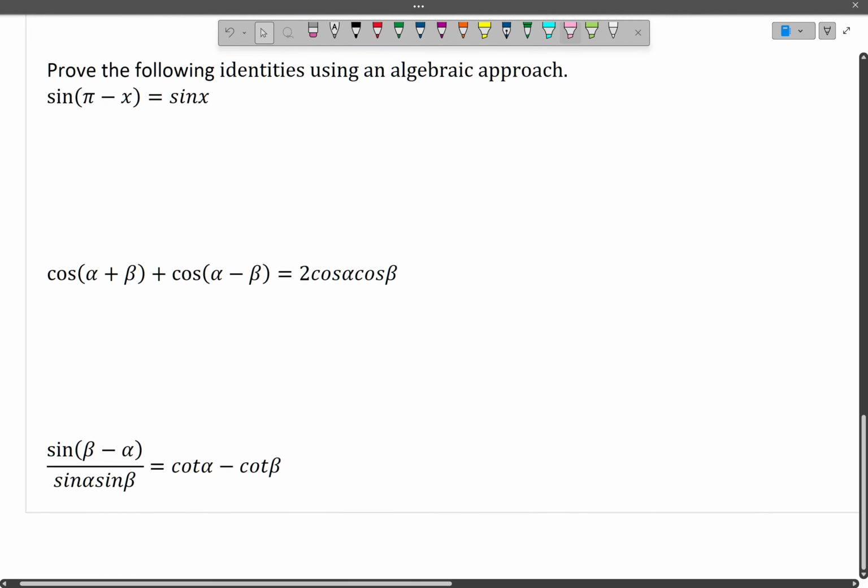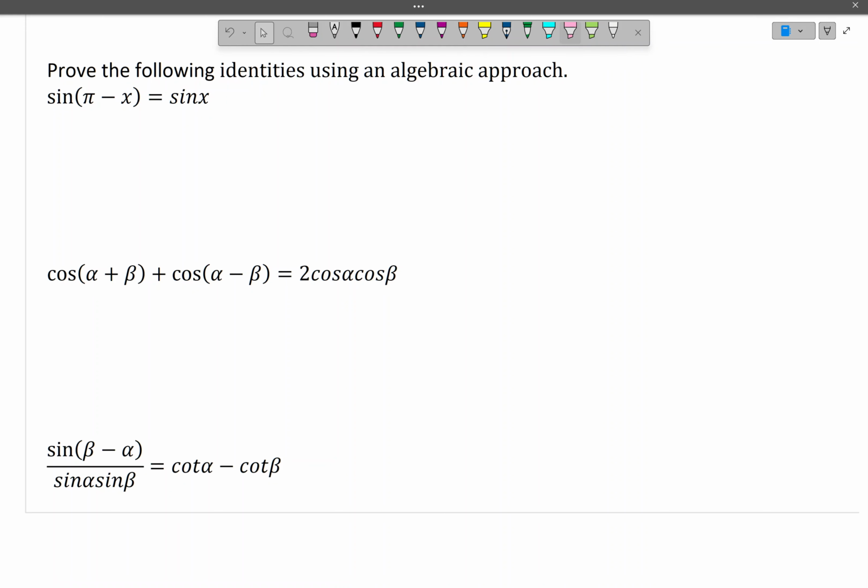Okay, and then we're going to have just 3 last questions where we're going to try to prove these identities using an algebraic approach. So just follow along, pause the video, try them out yourselves, and then see if you get the right answer.